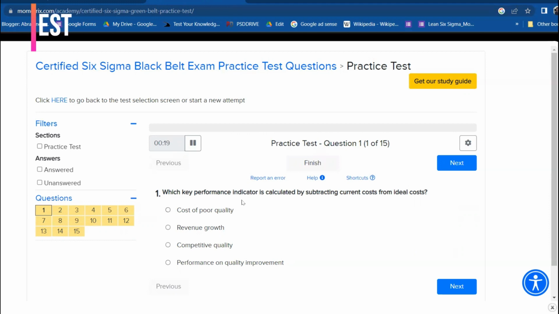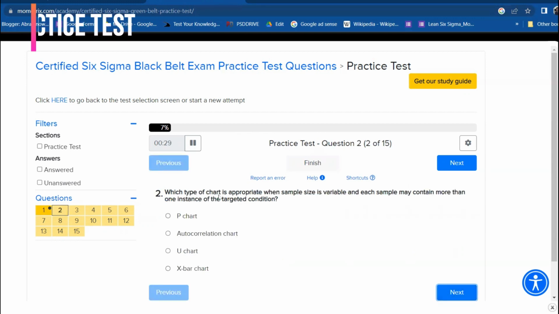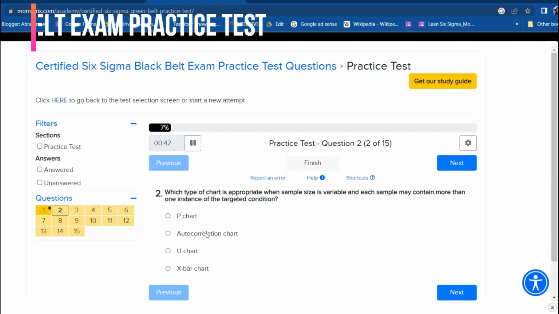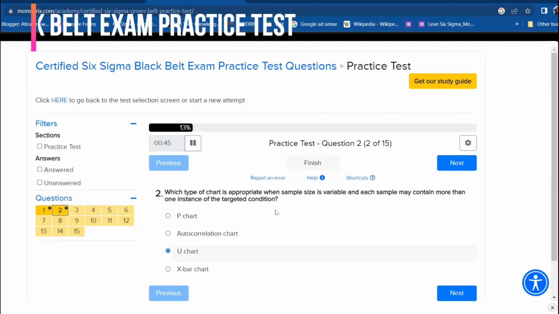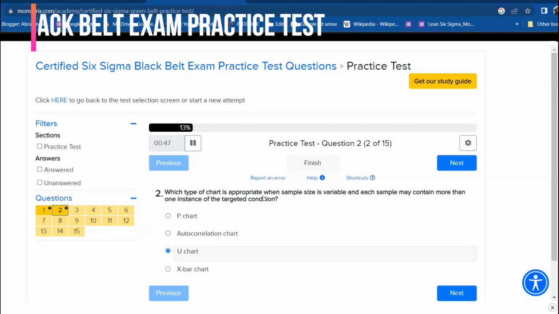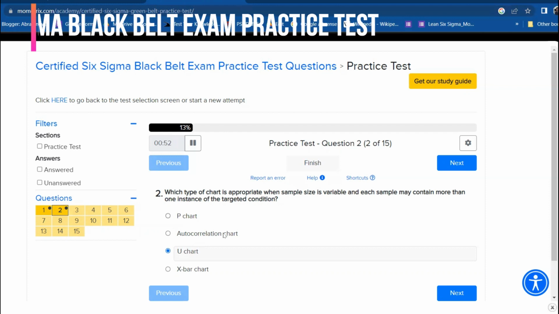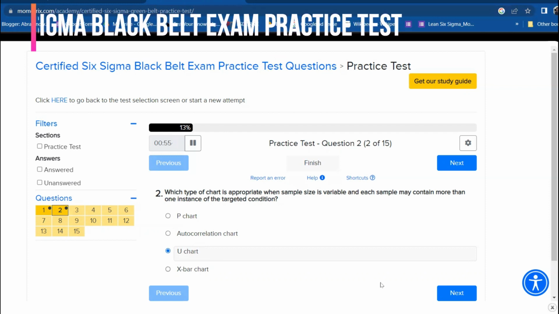Which key performance indicator is calculated by subtracting current cost from the ideal cost? So, cost of poor quality. Which type of control chart is appropriate when sample size is variable? Each sample may contain more than one instance of the targeted conditions, so we can use the U chart. I feel the question is still not very clear, because the U chart is only for discrete data. However, if it is variable, we can also use the X bar R chart.